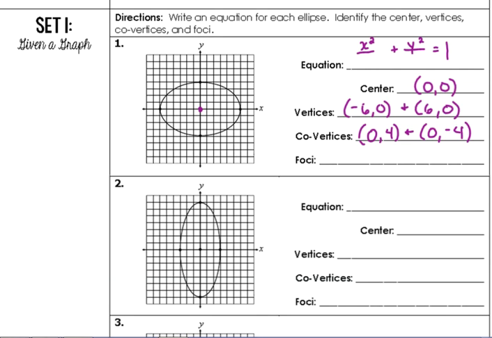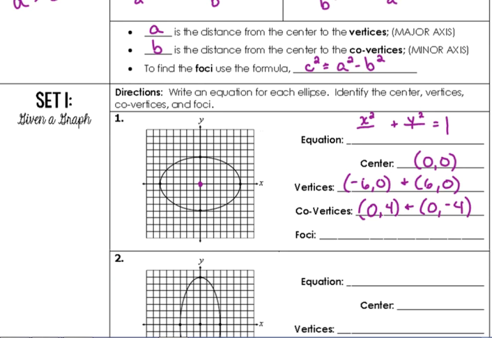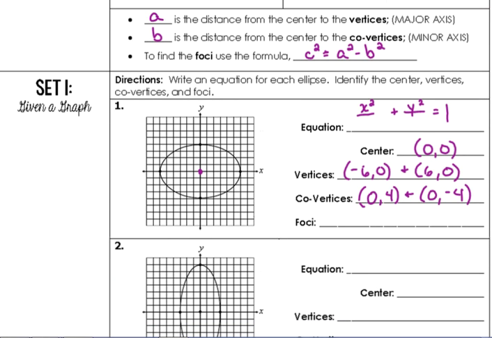Our foci, we're going to have to do a little calculating before we get to the foci. So let's remind ourselves, where did these numbers come from? A is the distance from the center to the vertices. So that distance is 6. We square it when we put it into the equation, so it's x squared over 36. B is the distance from the center to the co-vertices. That distance is 4. We square it when we put it into the equation, so it's over 16.